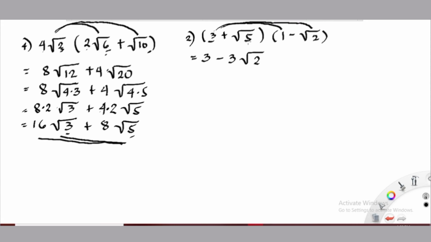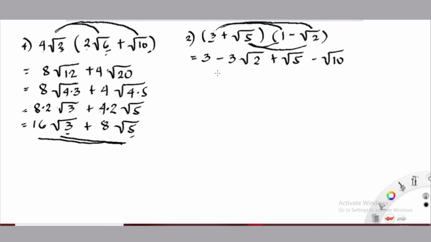Next, ang square root of 5 naman. Square root of 5 times 1. So, that is equal to the square root of 5. Square root of 5 times the square root of negative 2. So, this is negative. Square root of 5 times 2 will give us 10.